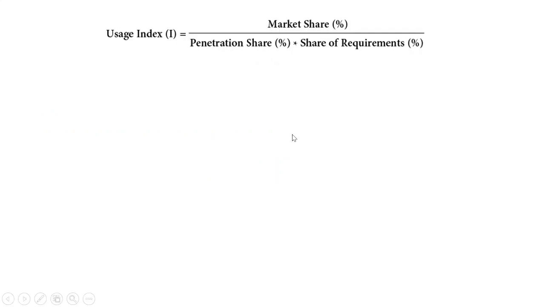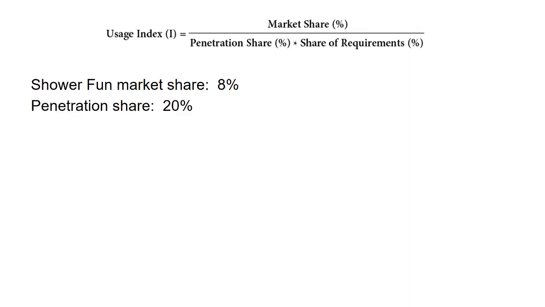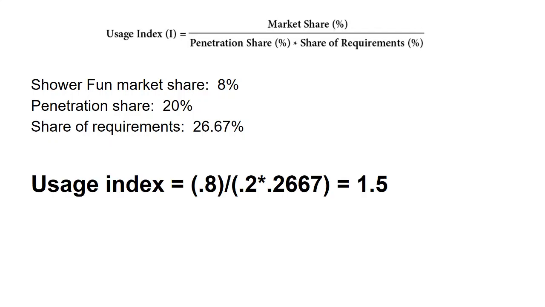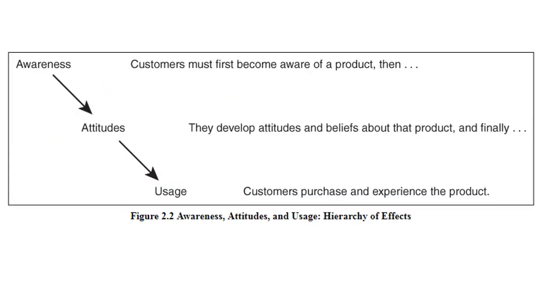Another way to calculate usage index is if you have penetration share, market share, and share of requirements. Looking at Shower Fund, their market share is 8%, their penetration share is 20%, and these things are given. I didn't calculate these anywhere. Their share of requirements is 26.67%. Plug all that into this formula and you get the same usage index of 1.5. So which formula you use depends on which information you're given.